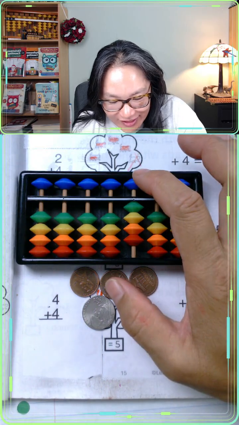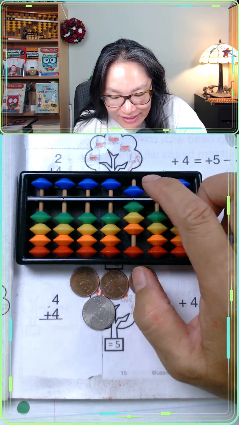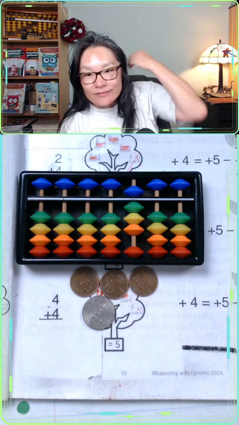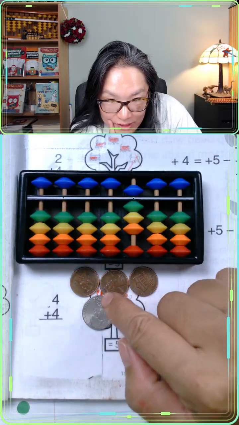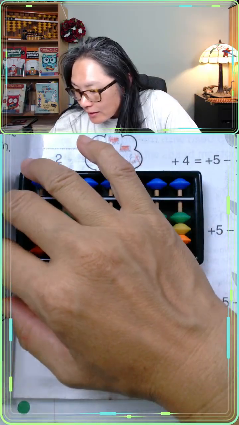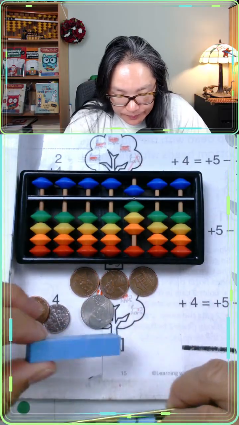So we can do it again on the abacus. Add the 5, take away the 1. So my final answer is 8. 5, 6, 7, 8. We can do it again. Bring the top down and subtract 1. The reason why is because, here, let me show you another way.